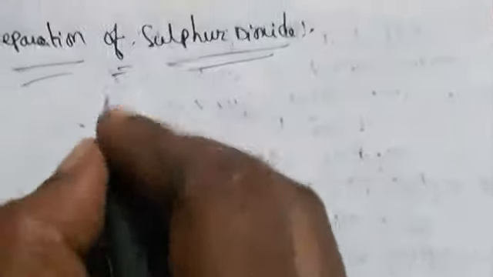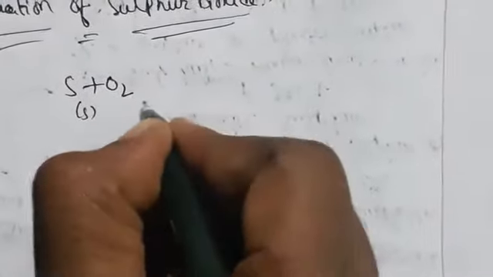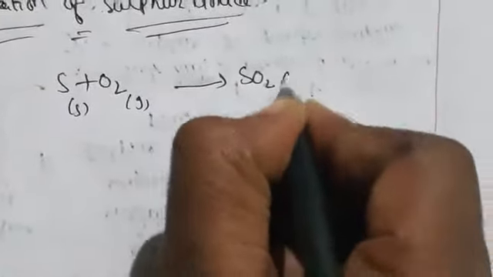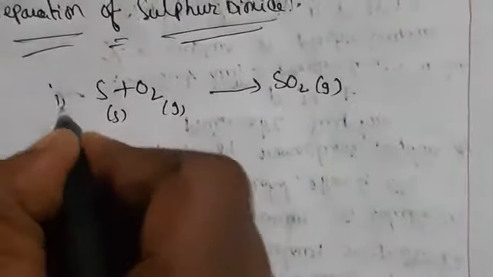Means what here? S plus O2 gives rise to SO2. So this is a solid, and this is a gas. Whenever you treat directly, we will be getting sulphur dioxide in the presence of air. The sulphur dioxide is formed whenever the sulphur is burnt in the air. Here we are doing a heating procedure. So this is the first preparation.